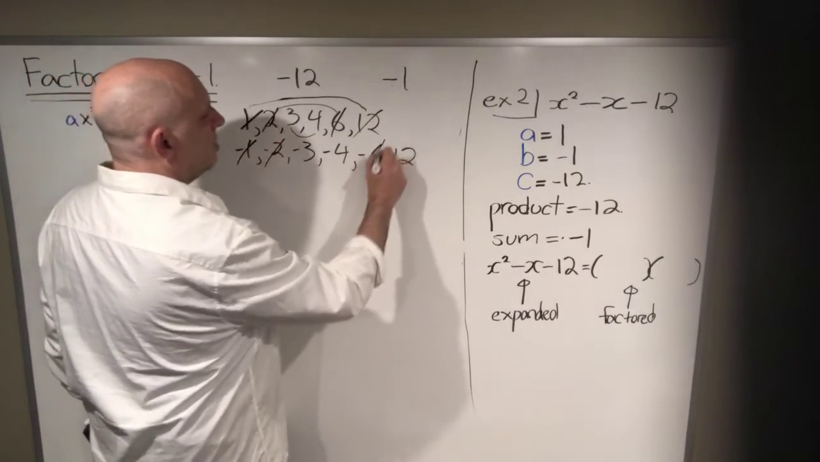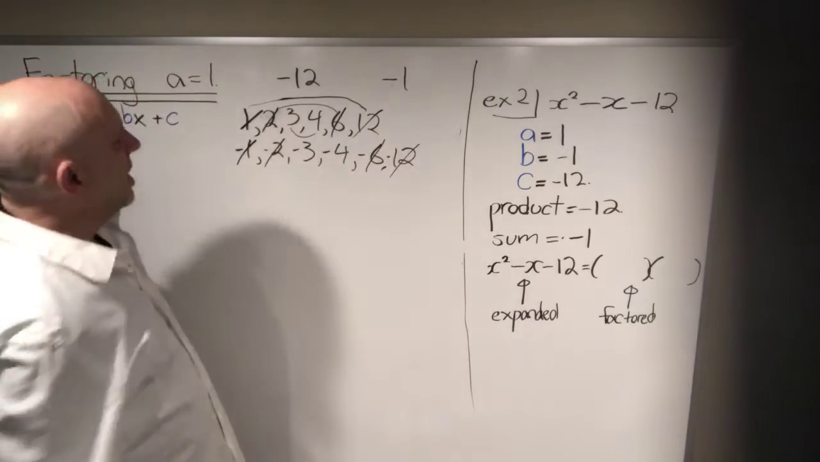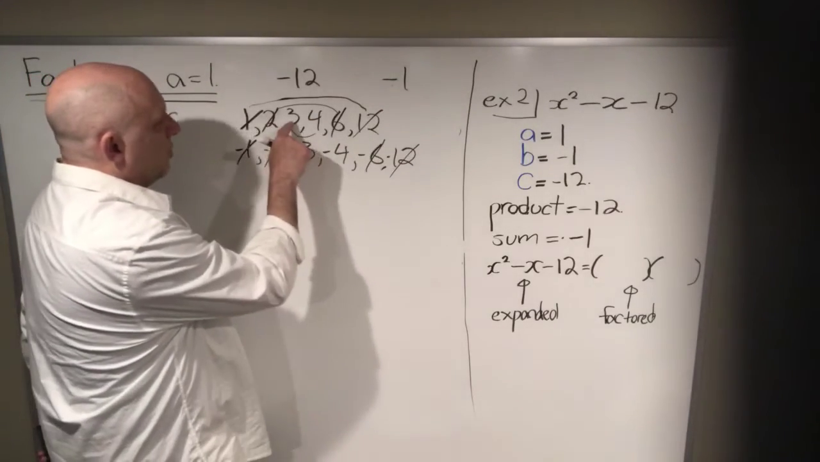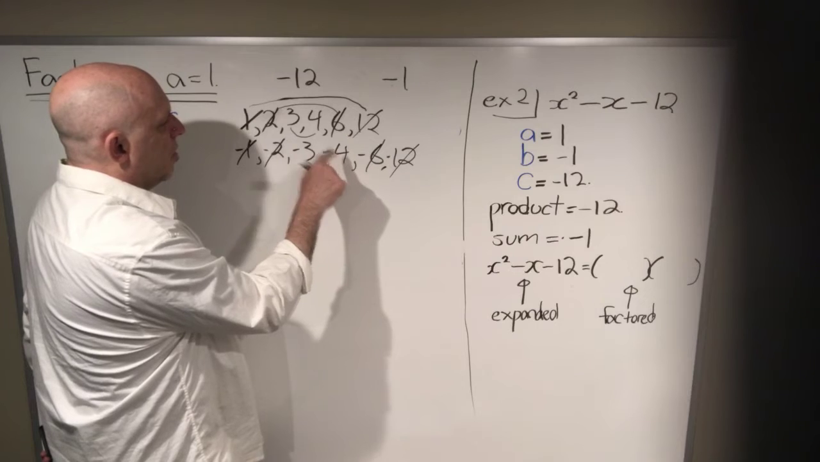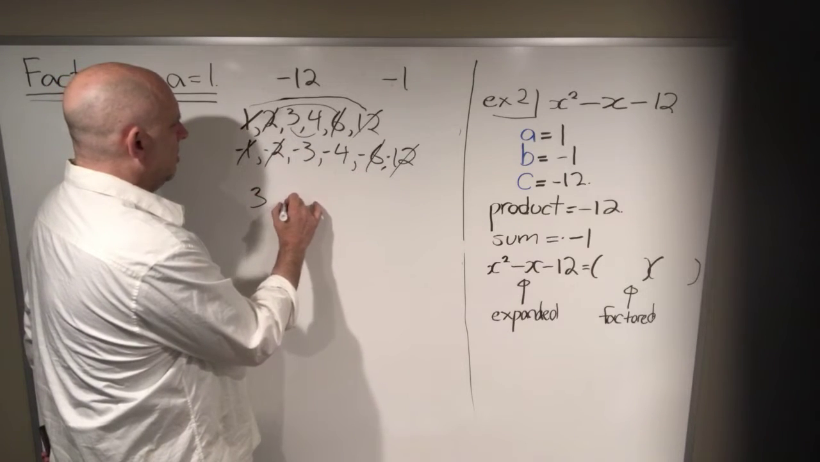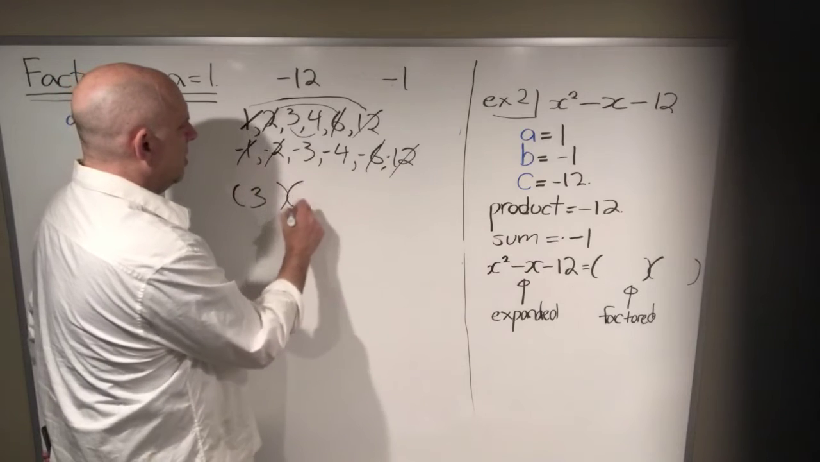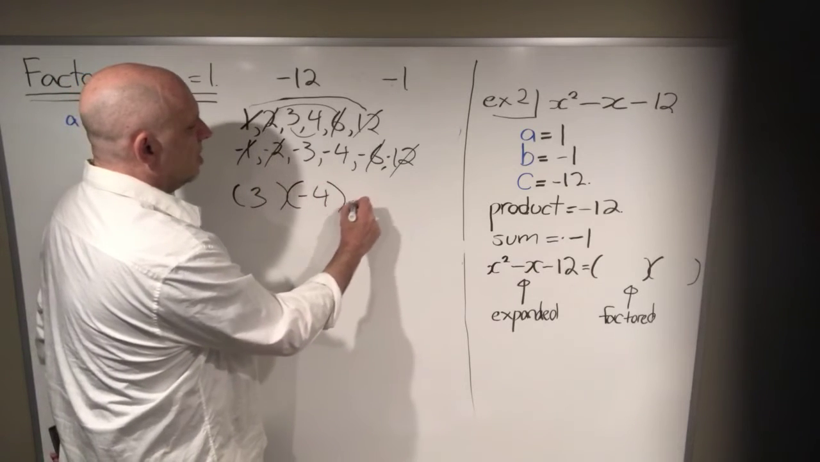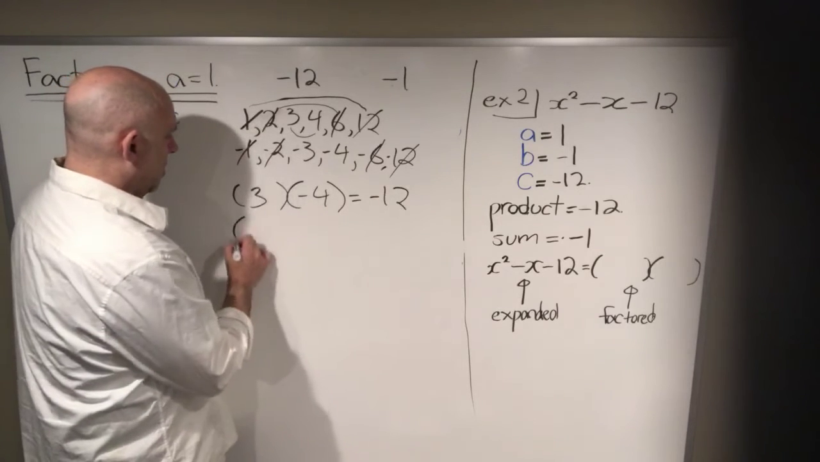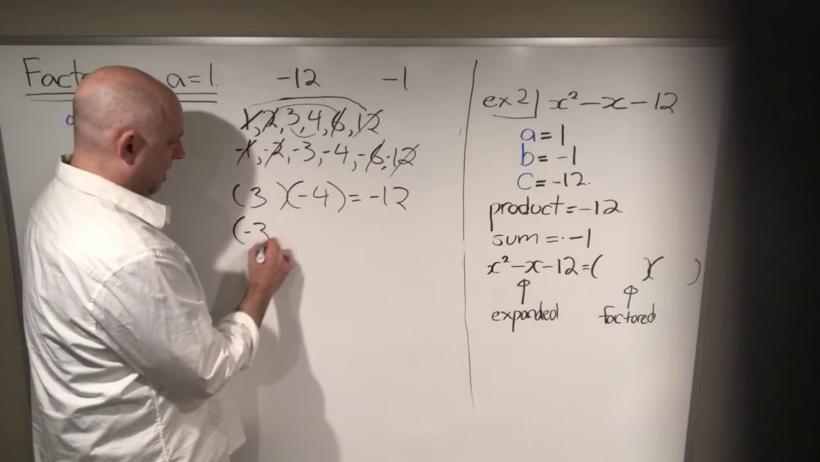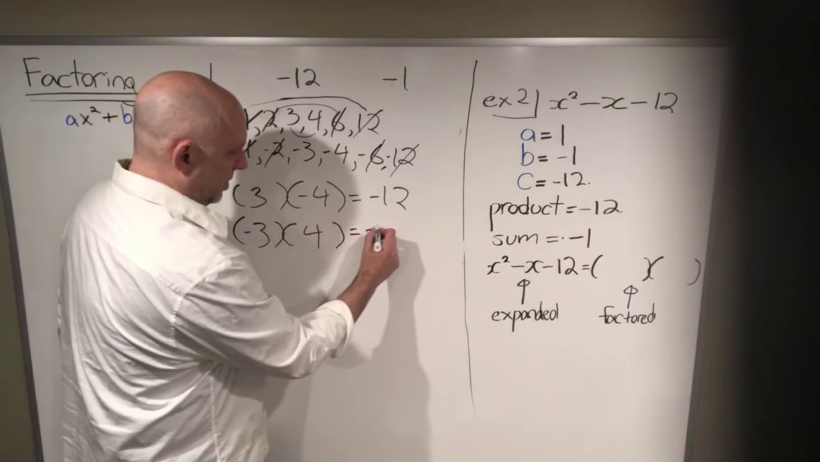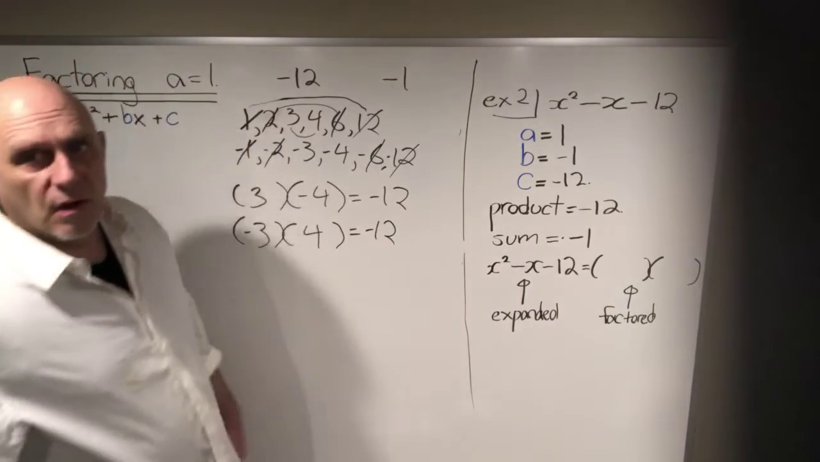And I'll do this too. 3 and 4. Now, it's either going to be 3 times negative 4 or negative 3 times 4. 3 times negative 4 gives me negative 12. Or I switch the negative sign: negative 3 times 4. That'll also give me negative 12.